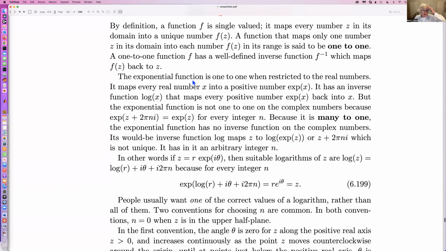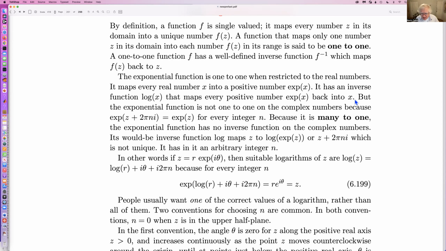So an important example is the exponential function. For real numbers, the exponential function maps every real number into a positive real number, e to the x, and it has an inverse function log x that maps every positive number e to the x back into x. And so we say that the exponential function and the log are one-to-one on real numbers.